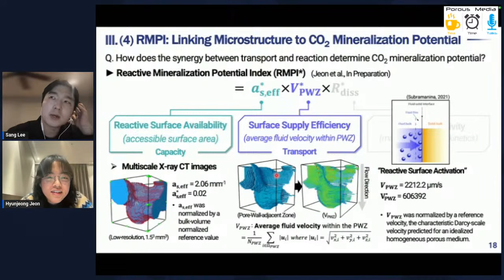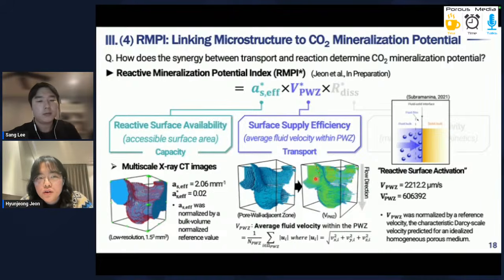Yes. So I think the actual surface area of micropores, I assume some are not accessible and some are accessible. So I don't know how, in a real system, like real rocks, if you were to induce CO2 mineralization, how realistically the micropores will be accessible or available for mineralization. So can you comment on that?